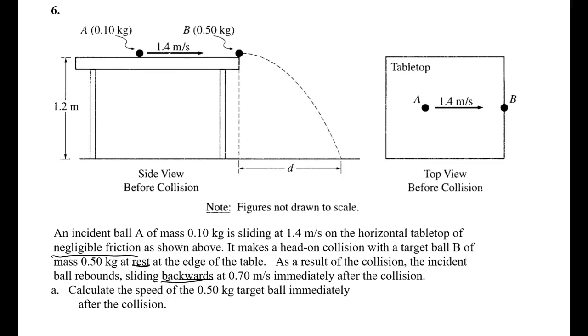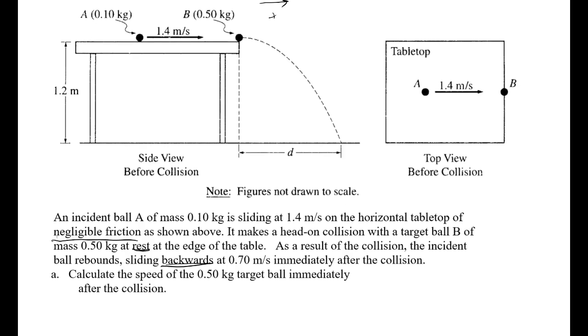So here we go. We have ball B is going to be hit, and we would expect it to follow this parabolic path once it leaves the edge of the table. We know this is ball A with its initial velocity. I'm going to choose to the right to be positive. So that means the initial velocity of A is 1.4 meters per second. So I'll go ahead and write that. VA initially is a positive 1.4 meters per second, but VA final is a negative 0.7 meters per second because it says it's moving backwards.